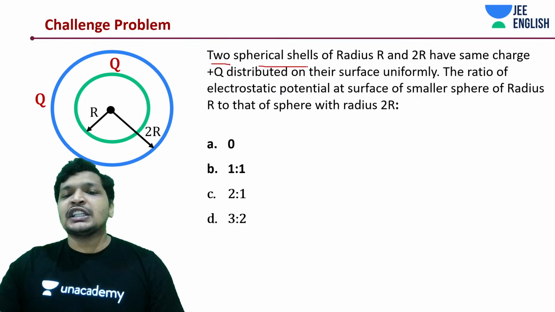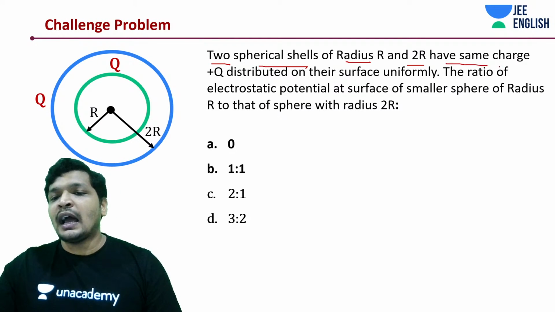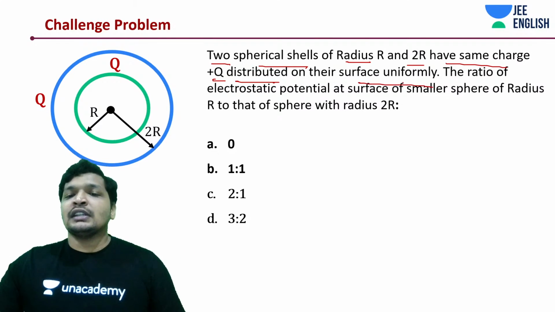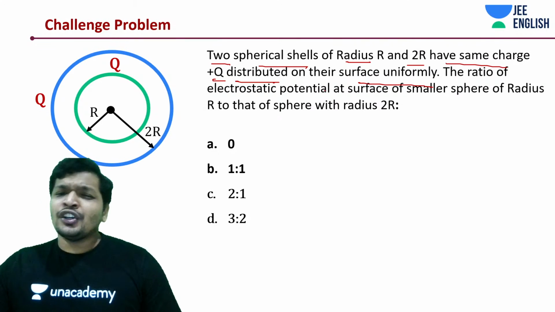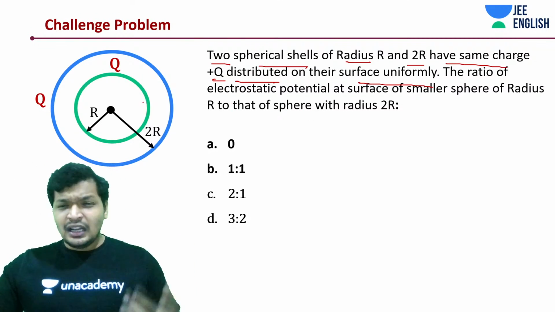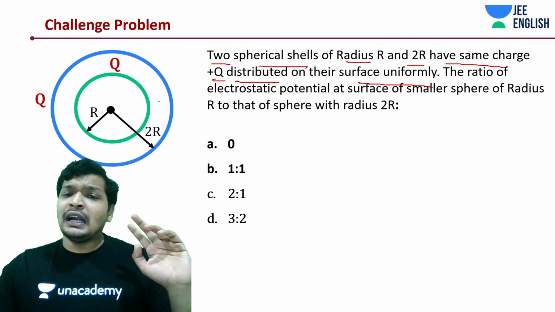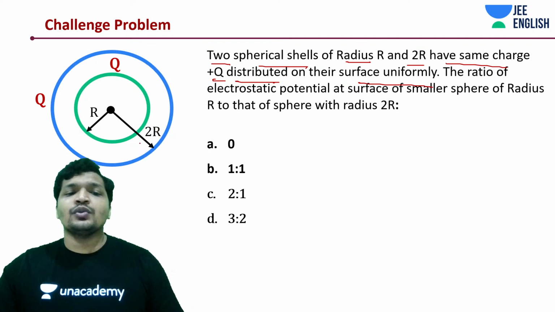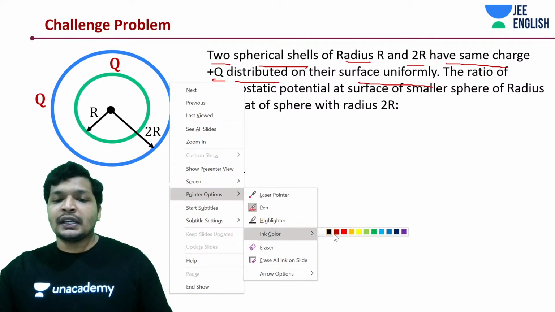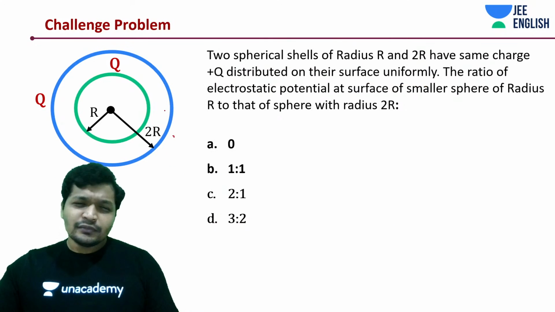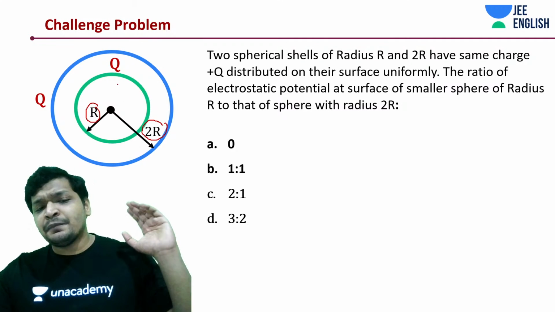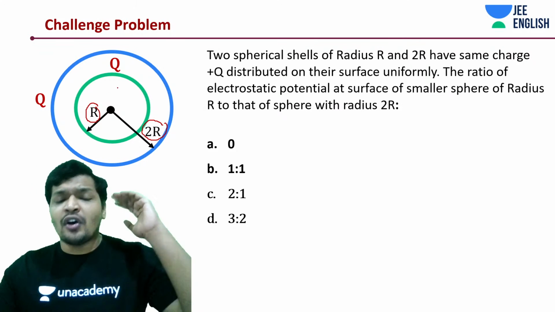Two spherical shells of radius r and 2r have the same charge +q distributed uniformly on the surface. The ratio of the electrostatic potential at the surface of the smaller sphere to that of the larger sphere with radius 2r. So there are two spheres, basically two concentric shells in this case. One of the shells has a radius r and the other one has 2r. Now each shell has +q charge uniformly distributed on the surface.